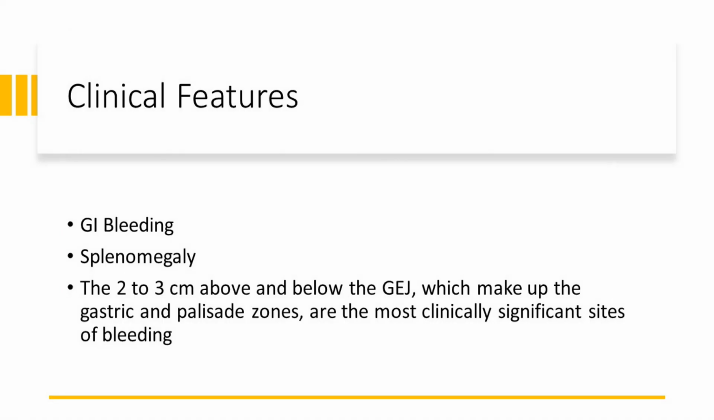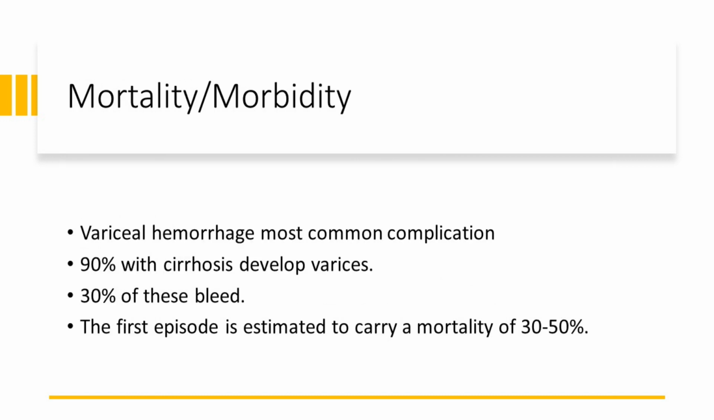How do these patients present to us? They either come to us with a GI bleed, hematemesis, melena. They come to us with isolated splenomegaly, and you've done a Doppler and picked up portal hypertension. And the most important thing is the bleeding varices. The varices 2 to 3 centimeters above the gastroesophageal junction are where they're going to bleed. Mortality-wise, if they bleed, the first episode has a 30 to 50% chance of mortality, depending on how close they are to the center where they can be treated. And 90% of cirrhotics are going to land up with varices.